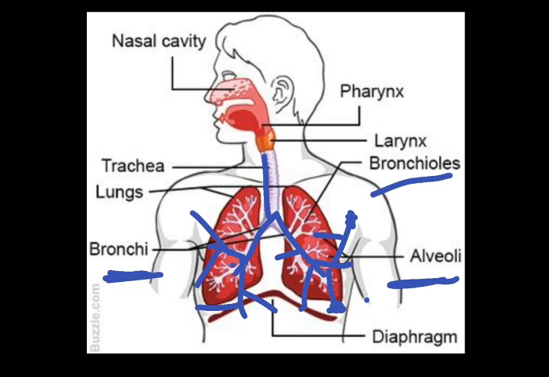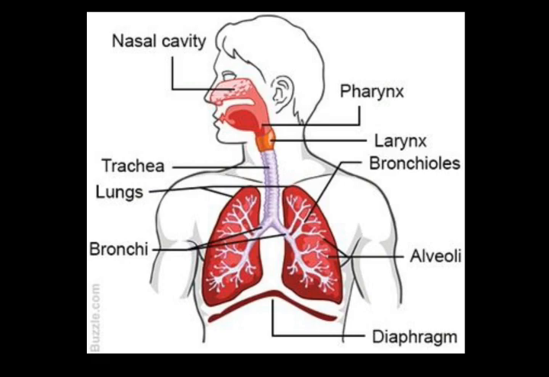And then we have the diaphragm. The diaphragm is a muscular structure. It's like a rubber sheet which can move downward and upward. When we learn about the mechanism of breathing, we will see how all these parts work together. Fine. So have a look at the alveoli first.